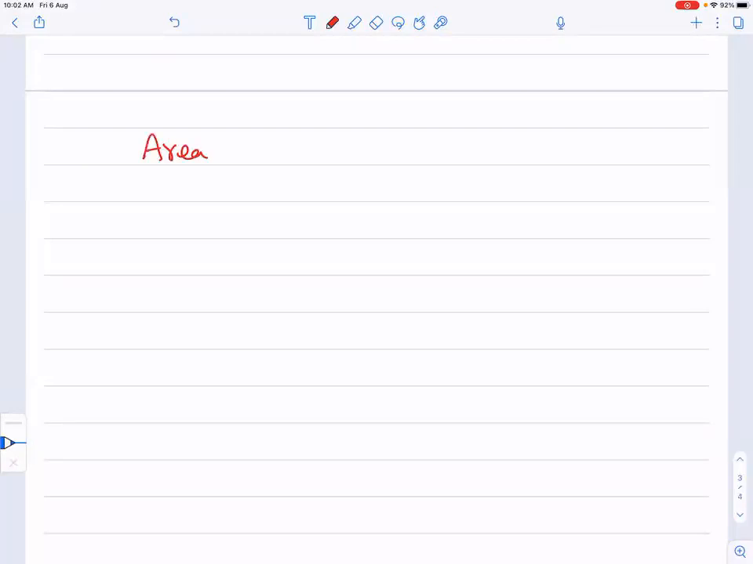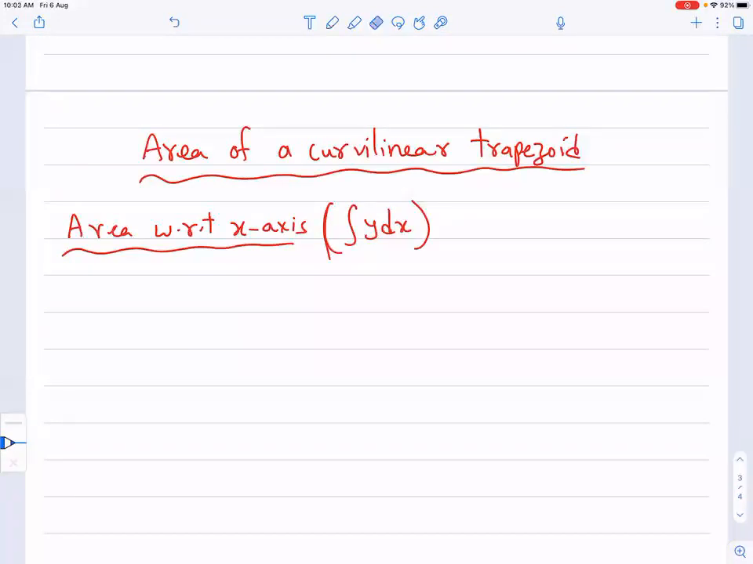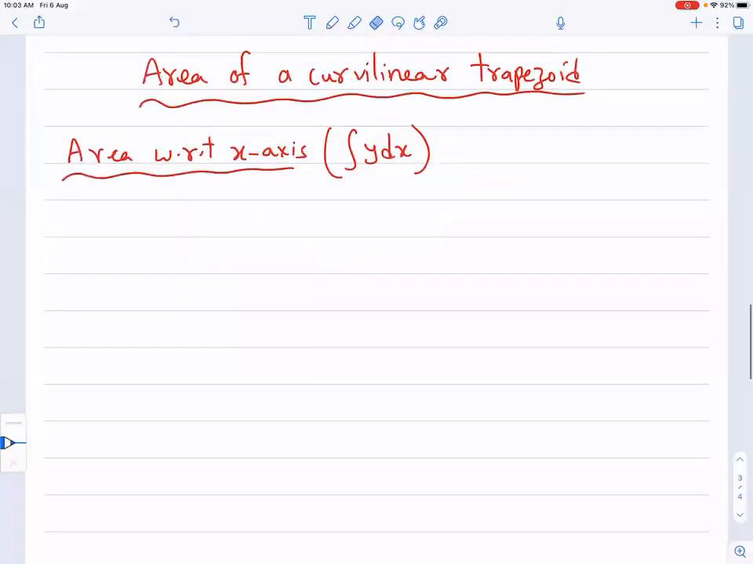Area of a curvilinear trapezoid. First, we are interested in area with respect to the x-axis. This is integral y dx. Area with respect to the x-axis, which is integral y dx. Let me discuss.